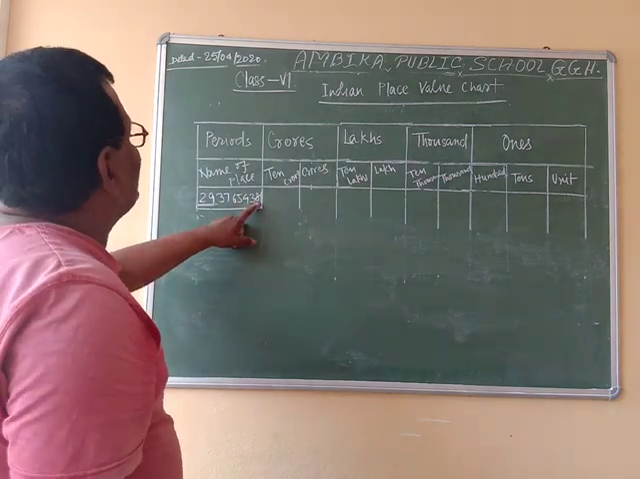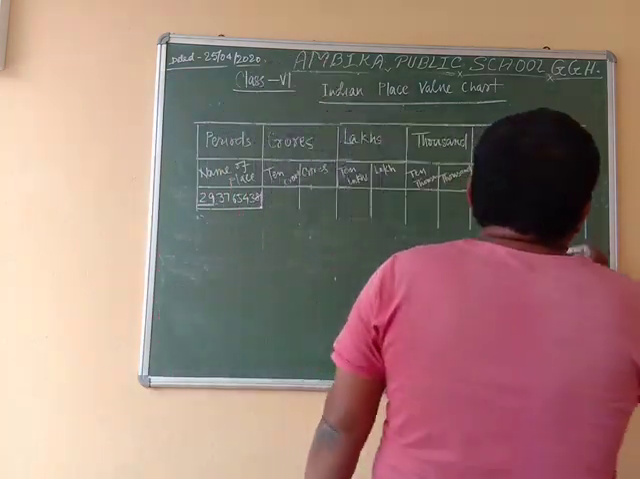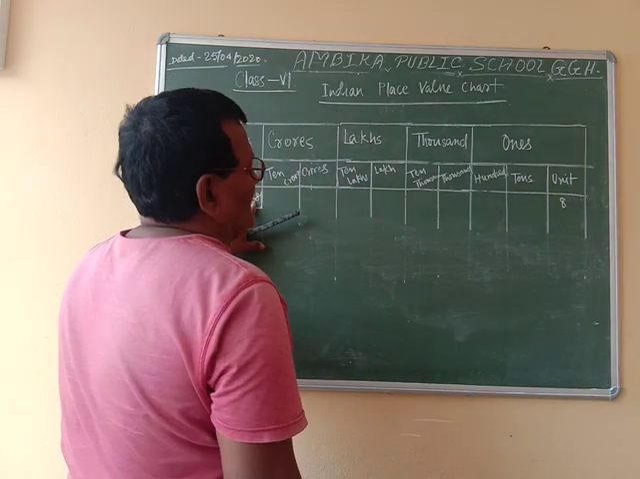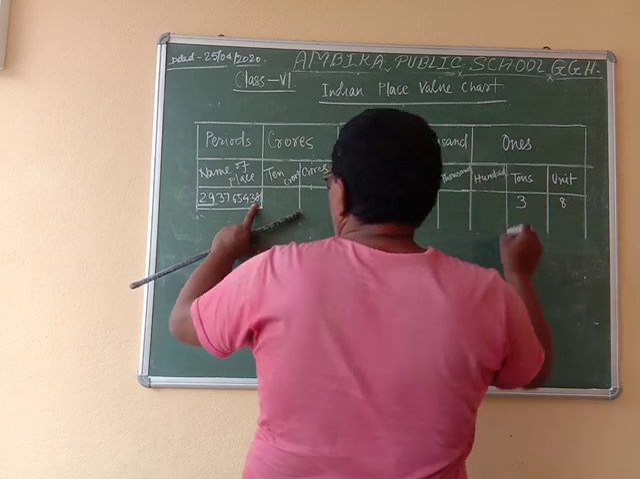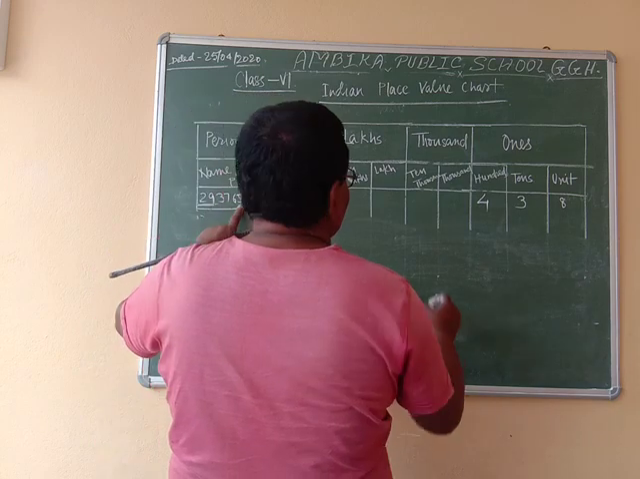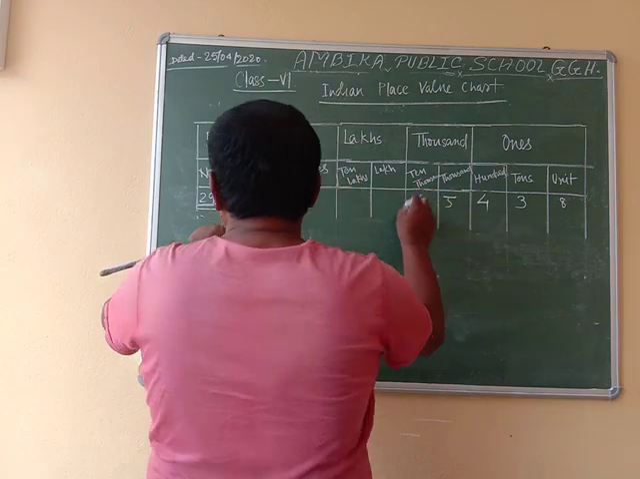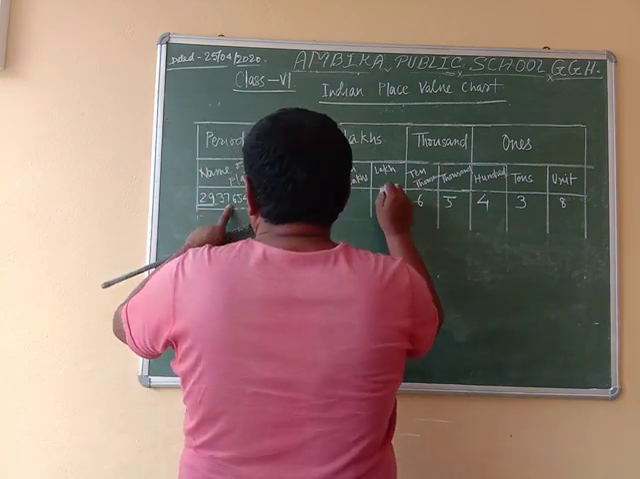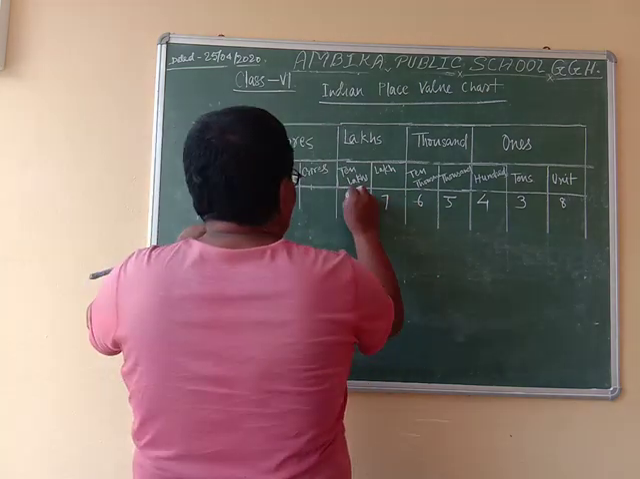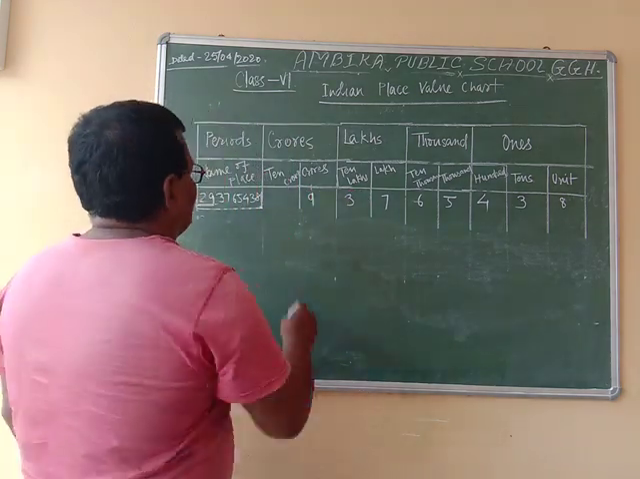Here 8 is at ones place, so we can write 8 at unit place. 3 is at tens place, 4 is at hundred place, 5 is at thousand place, 6 is at 10,000 place, 7 is at position of lakh, 3 is at 10 lakhs place, 9 is at position of crore, and 2 is at 10 crore.